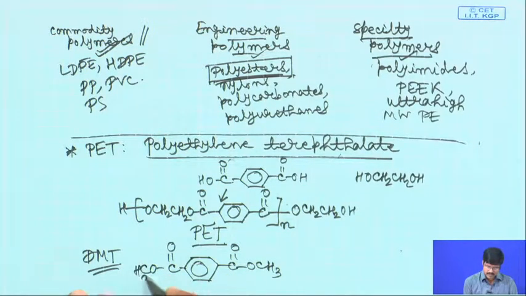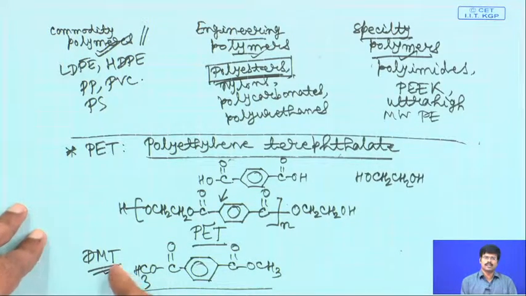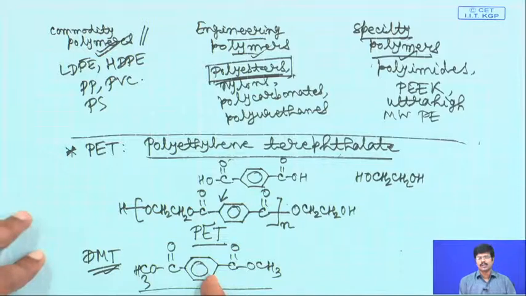Okay. So, this is the methyl ester. You react the terephthalic acid with methanol and you will get the methyl ester. This is the starting material. So, that is why the name is there. That is a dimethyl terephthalate process, and another process is your terephthalic acid process.